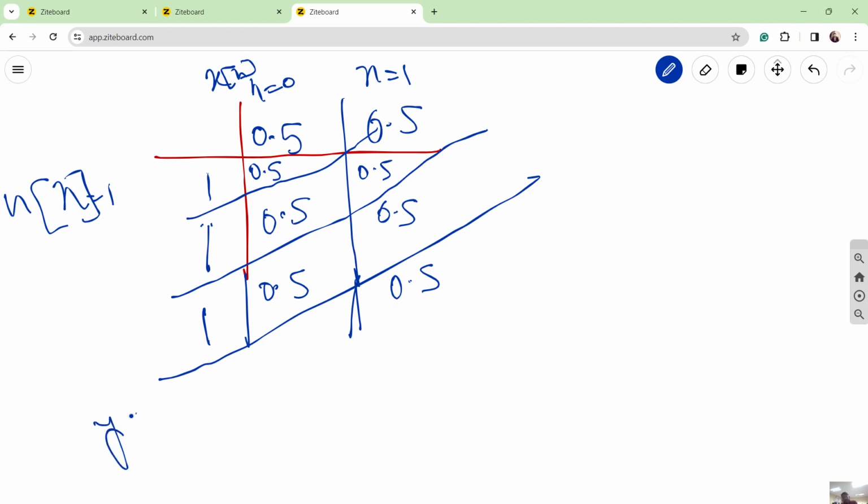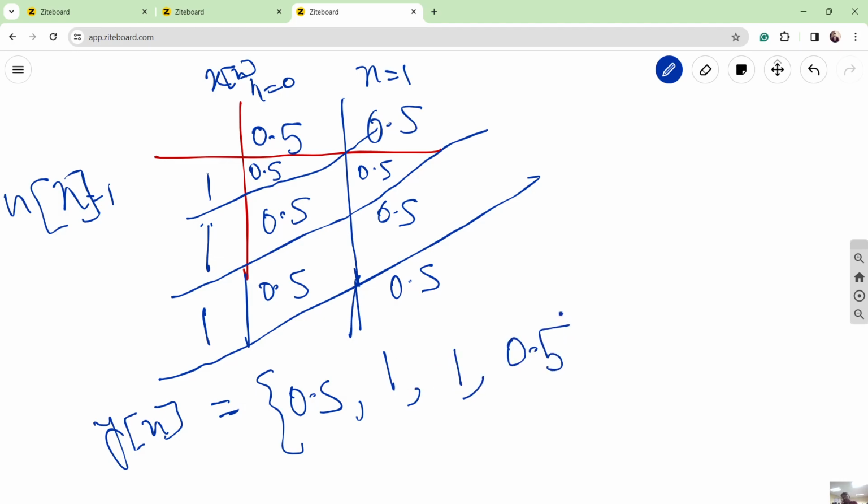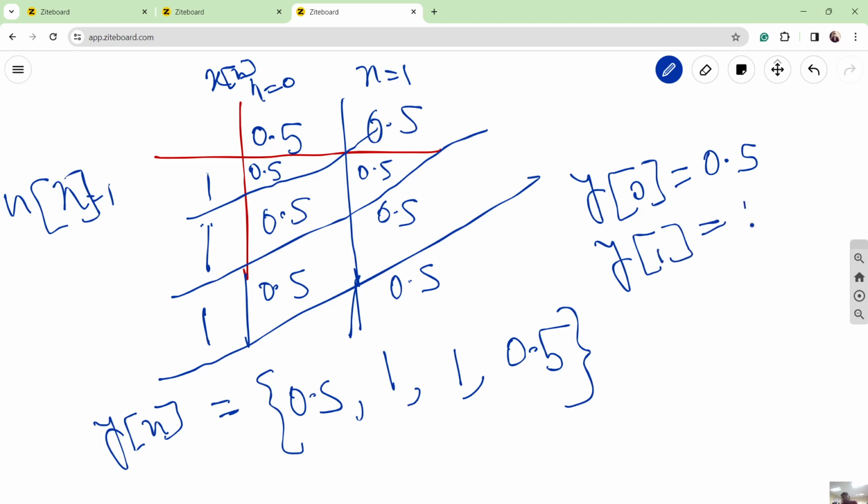So y of n will be, first sequence is 0.5, second is 0.5 plus 0.5 equal to 1. Next one is again 1, last one is 0.5. So y of 0 is 0.5, y of 1 equal to 1, y of 2 equal to 1, y of 3 equal to 0.5.